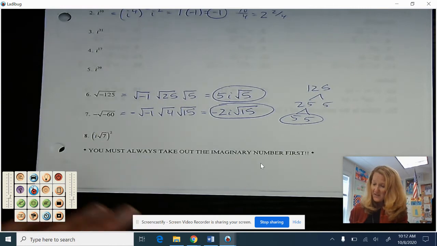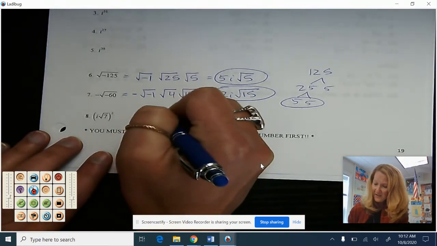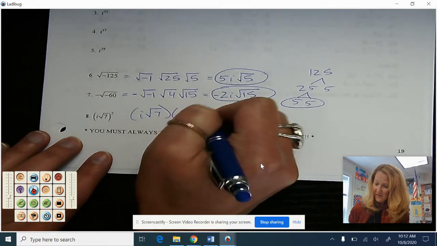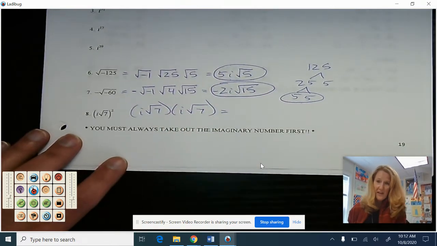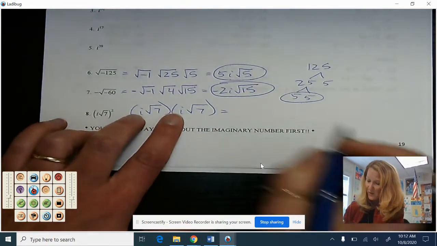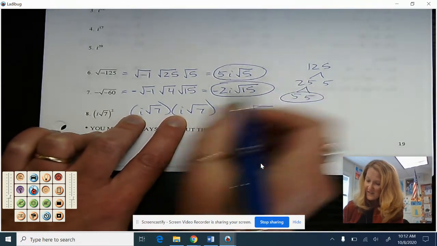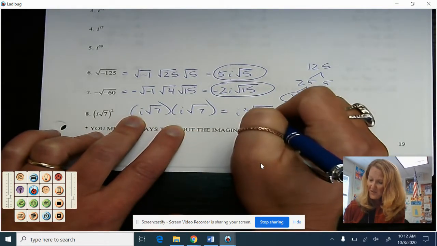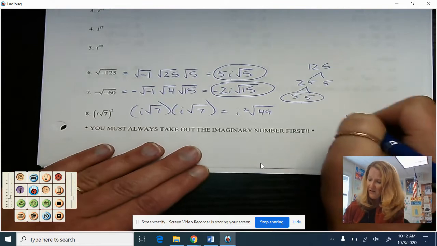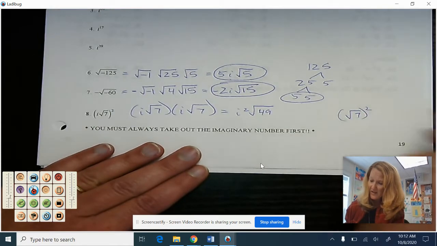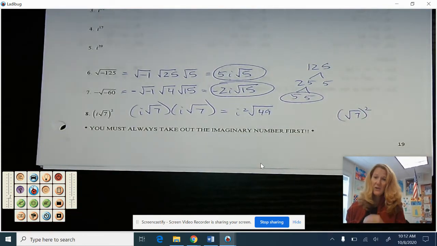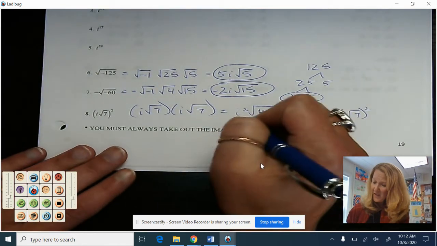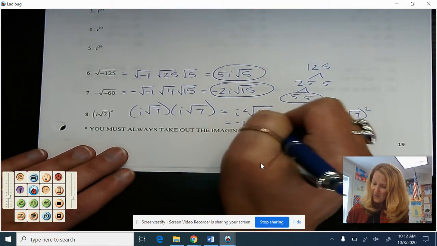In number 8, you're going to have i root 7 times i root 7, and then you're going to multiply that out. i times i is i squared. And then this is root 7 times root 7, which is the square root of 49. But remember, every time you're squaring a square root, you end up with the radicand, the number in the radical. So that would be 7. So you're going to get -1 times 7, or just -7.